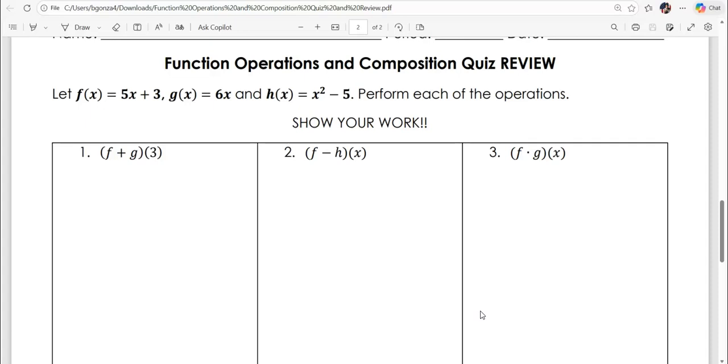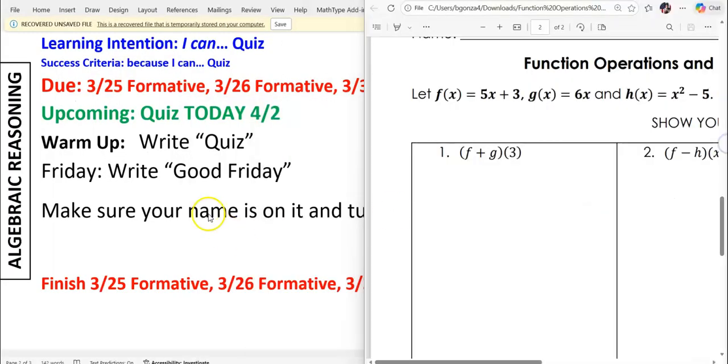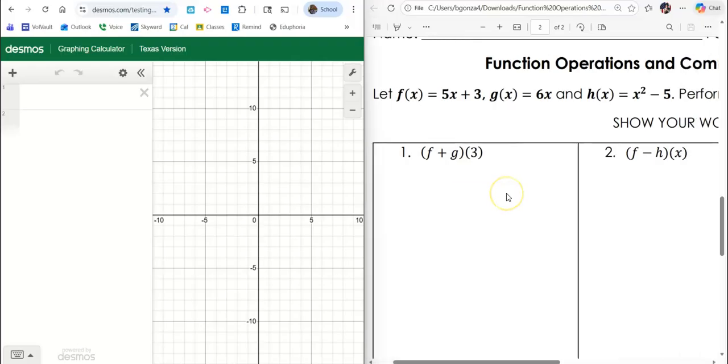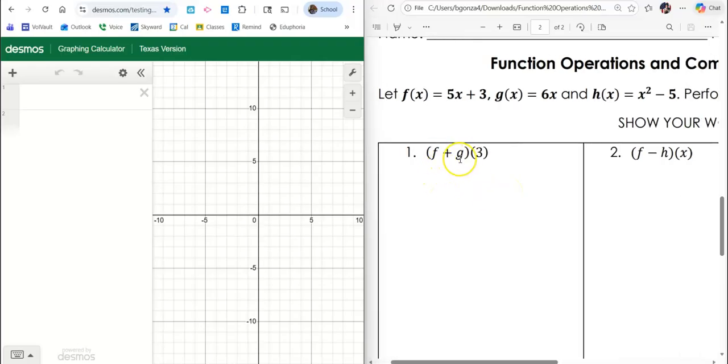All right, now look. Number one. It's too easy. If you have a number, like number one, so you have f plus g. What do we always do when it's in parentheses? Split it, right? So write this down or don't. Get a 0 on the quiz. All right, f plus g, so f of 3 plus g of 3.